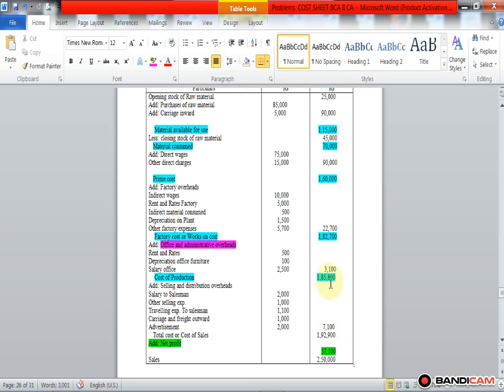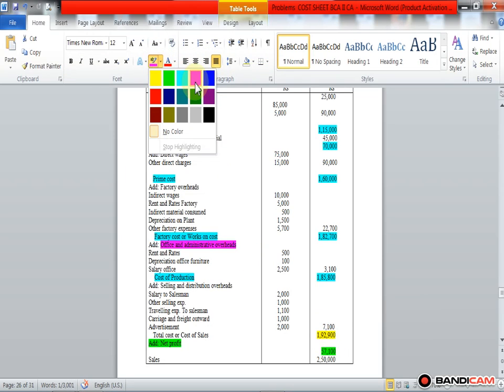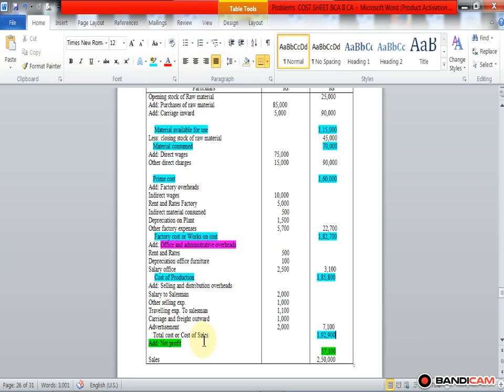added in 1,85,800. We get 1,92,900 as total cost. Okay, sorry, total cost or cost of sales. Here we find out the cost of sales or total cost, that is rupees 1,92,900.